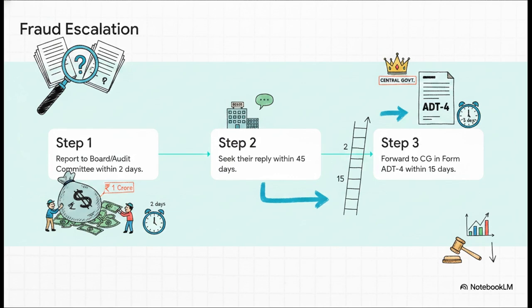Pay close attention because this is a 3-star concept. If you uncover a massive fake invoice scam that goes over the 1 crore rupee threshold, you must strictly follow this 245 15-day escalation ladder straight to the central government using Form ADT-4. If the fraud is less than 1 crore, you just report it to the board within 2 days and they disclose it in their board's report. But the second it hits that 1 crore mark, the central government is getting involved.